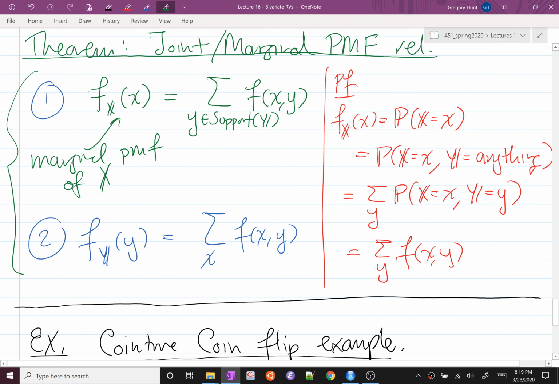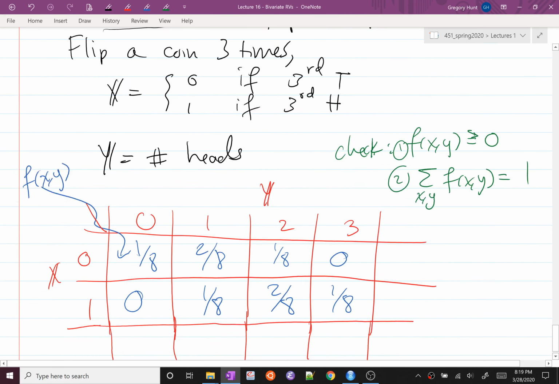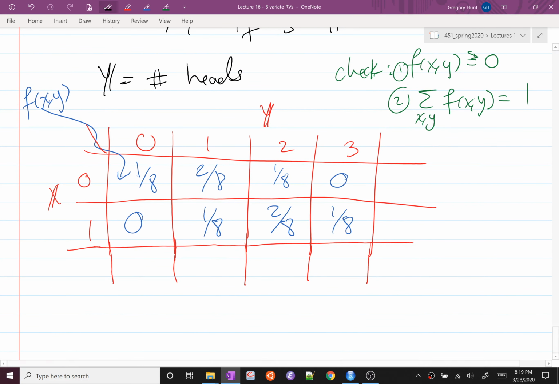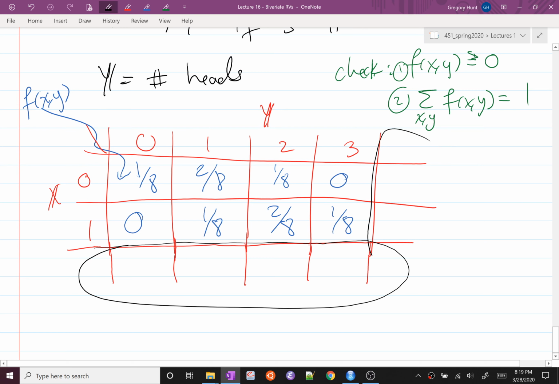If I want to get the marginal of x, I fix x and I sum over all the values of y. If I want to get the marginal of y, I fix y and sum over the values of x. In the table, we call it marginal because we're going to write these in the margins of this table. This being one margin, this being another margin. So this is where the name marginal distribution comes from.